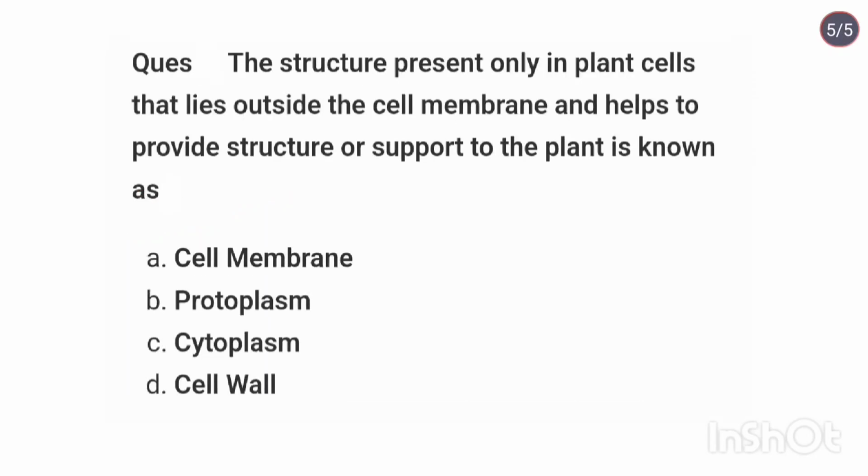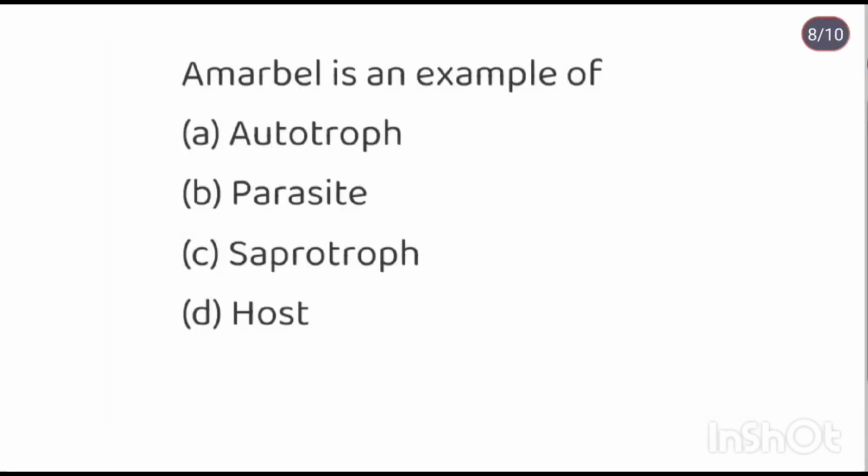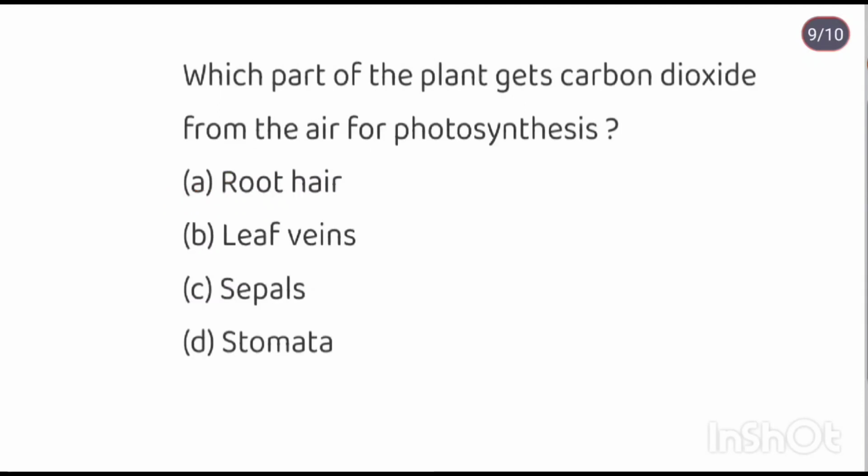Next question: the structure present only in plant cells that lies outside the cell membrane and helps to provide structure or support to the plant is known as, right answer is option D, cell wall. A marble is an example of, right answer is option B, parasite. A marble is an example of a parasitic plant. Next question: which part of the plant gets carbon dioxide from the air for photosynthesis?